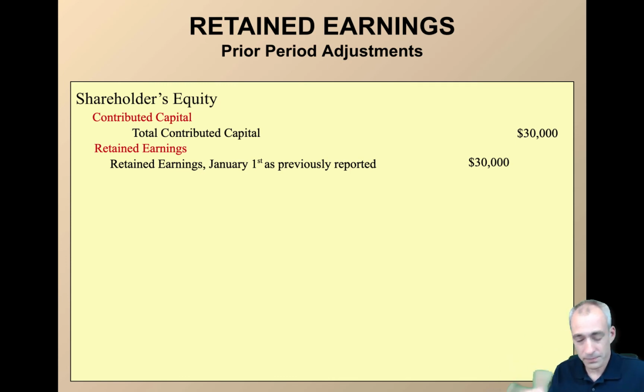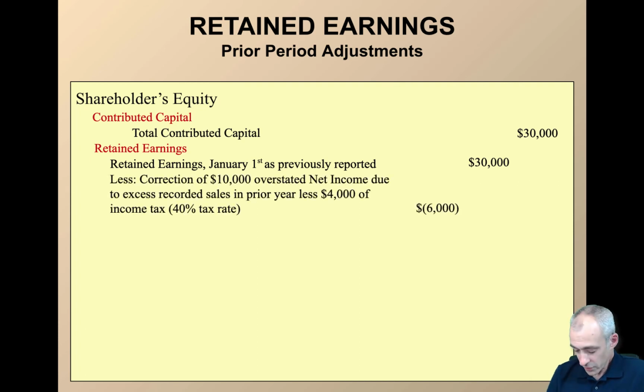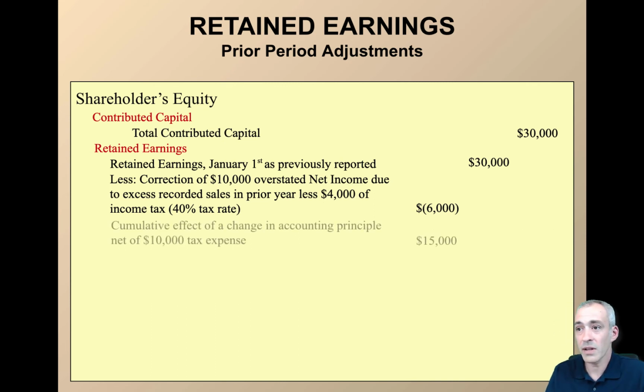That's just a coincidence. So what we're going to do is subtract, because we overstated profit. We had too much profit, and the reason was we recorded too many sales of 4,000 net of tax, right? Sorry, it was less. So it was 10,000 less tax of 4 leaves us with 6. So the next one, we changed an accounting principle on after tax that raised our net worth, raised our profit basically by 15,000 from all previous years.